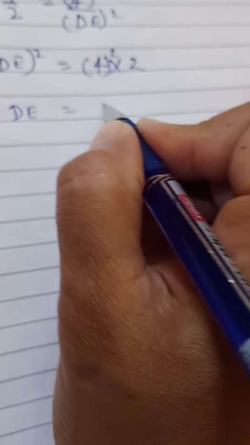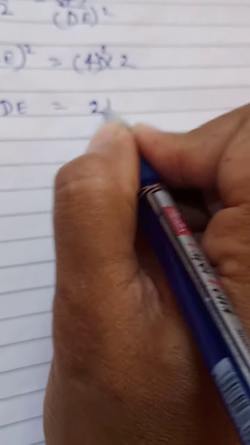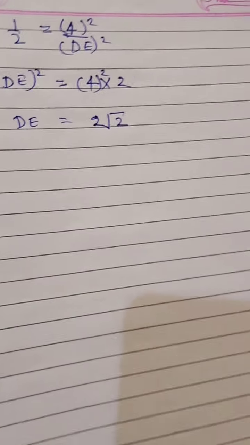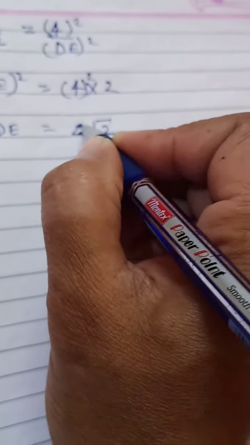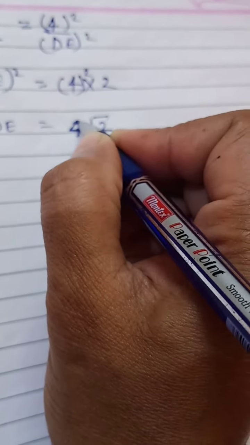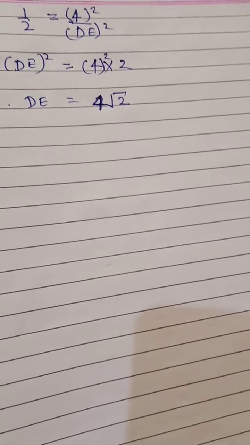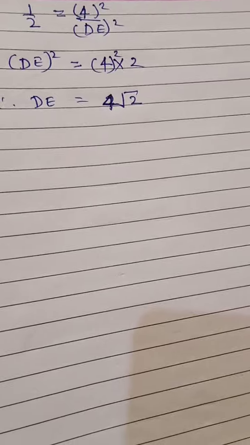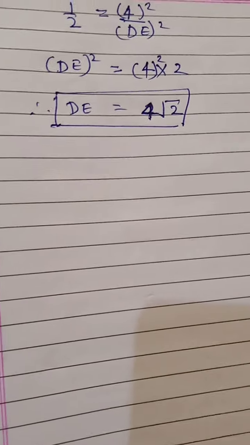Therefore DE is equal to, now 4 square is 16, so it will be 4 under root 2. Okay, DE will be equal to 4 under root 2.